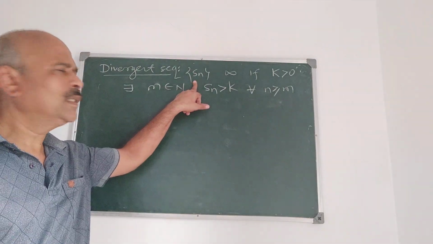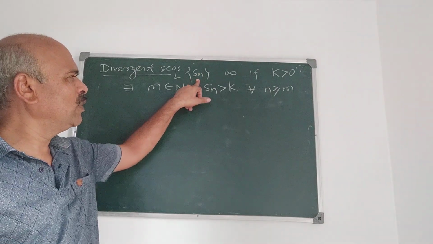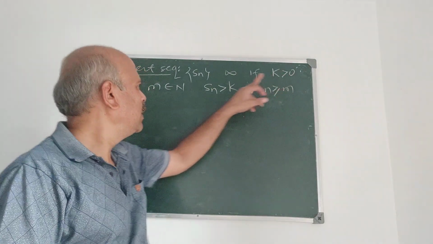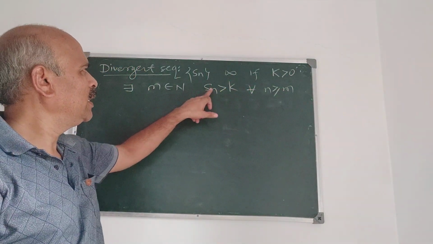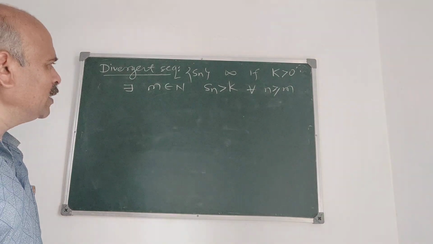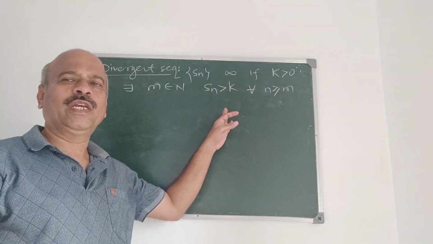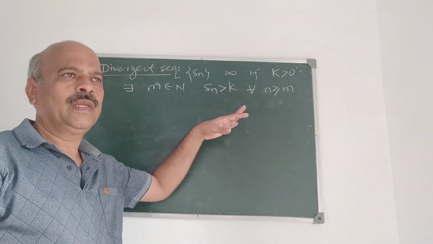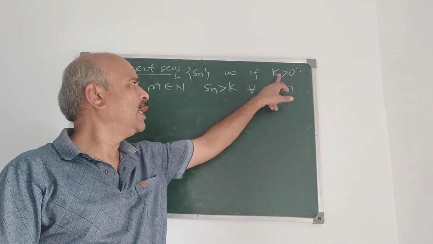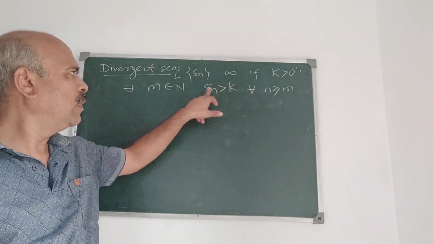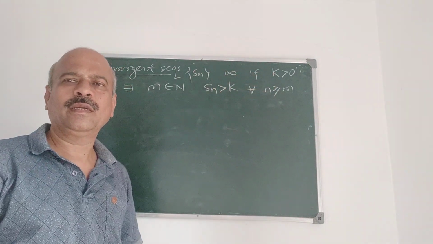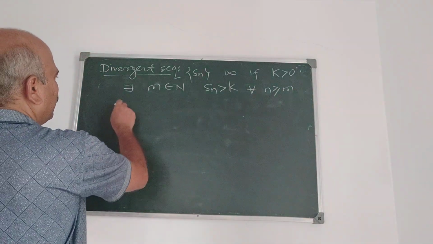See, the definition is like this: a sequence Sn is said to diverge to plus infinity if for k greater than 0, however large it is, there exists m belongs to n, so that Sn is greater than k for all n greater than or equal to m. See, that means the terms of the sequence go on increasing here. If you choose however large positive integer, the term of the sequence is greater than that k. That is the meaning.